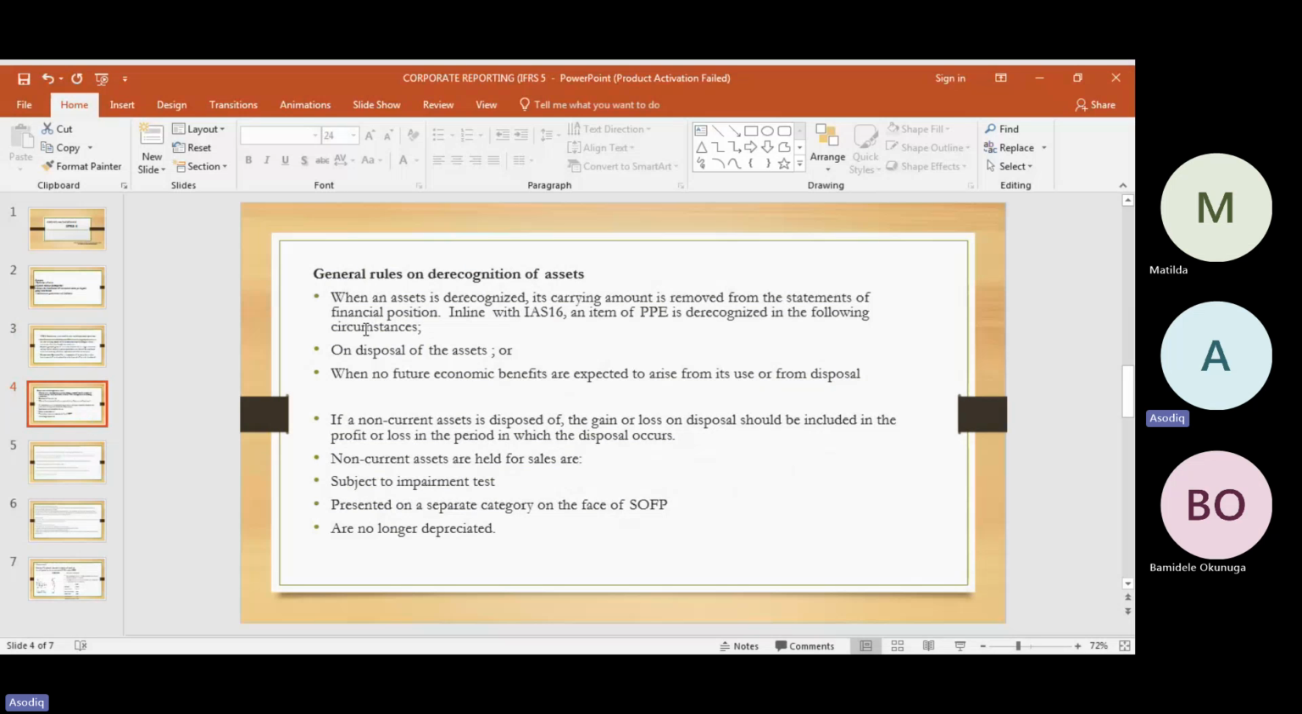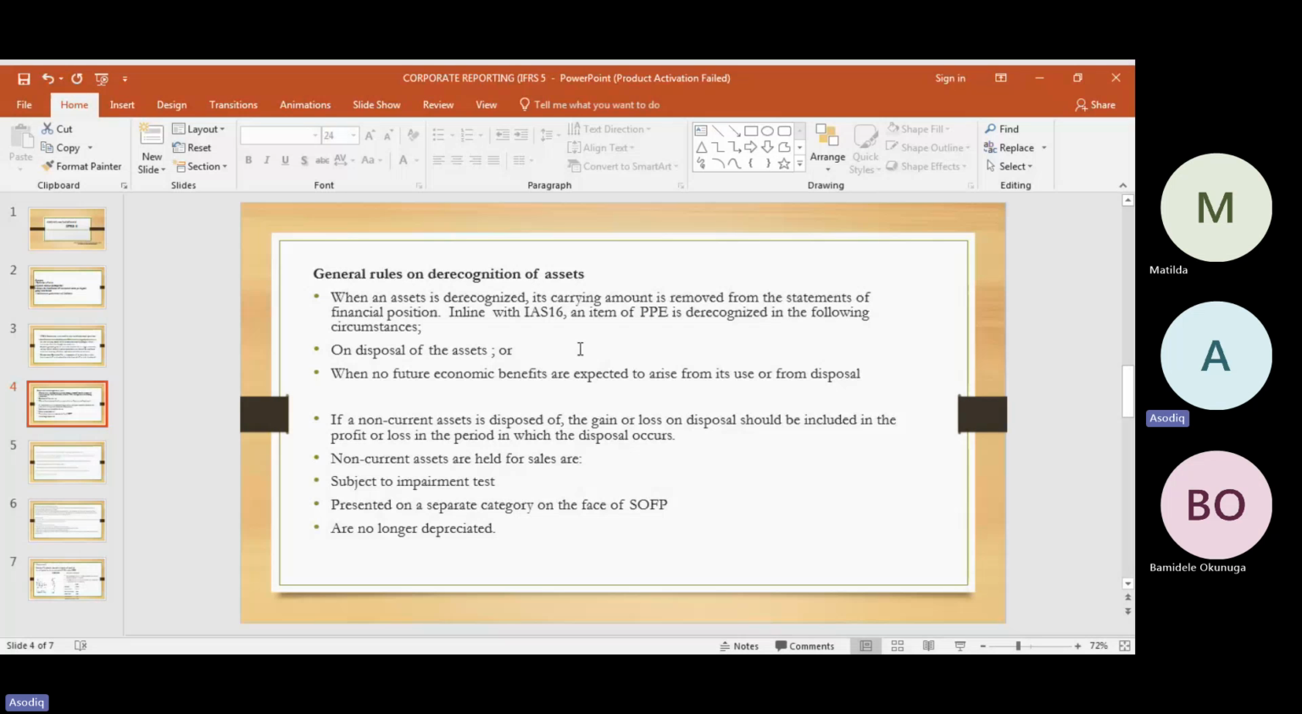Now we have the general rules on the recognition of assets. We said when an asset is derecognized, its carrying amount is removed from the statement of financial position, as I've explained earlier. In line with IAS 16, an item of PPE is derecognized in the following circumstances. The first is on disposal of the asset, or when no future economic benefits are expected from its use or from disposal. I said this earlier on: once you are selling the particular asset off, or you determine that you will no longer be using it, you are going to derecognize that particular asset from your books.